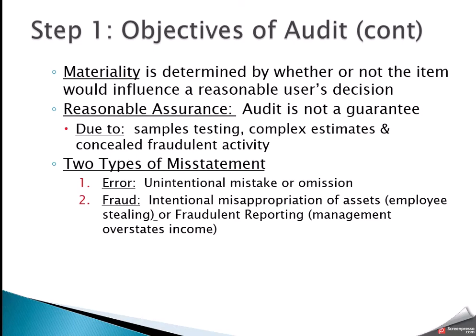Again, the reasonable assurance is not a guarantee. We've said that in probably almost all of our chapters so far. The reason we can't guarantee anything is all we're really doing is taking samples when we're performing our audit tests. A lot of times there's very complex estimates in the client's financial statements, and the audit managers can talk to the clients and figure out how those were calculated and make sure they're comfortable with how they prepared those estimates, but they're still estimates.